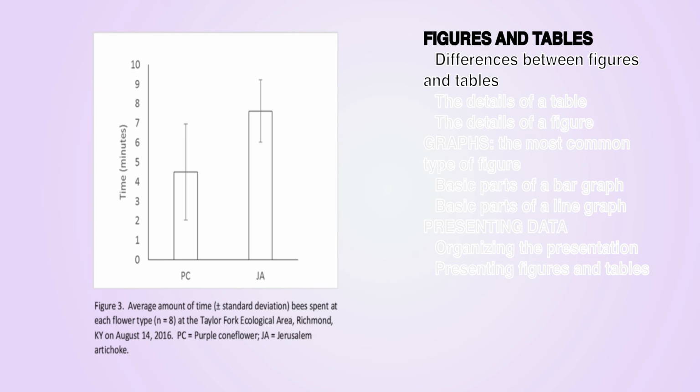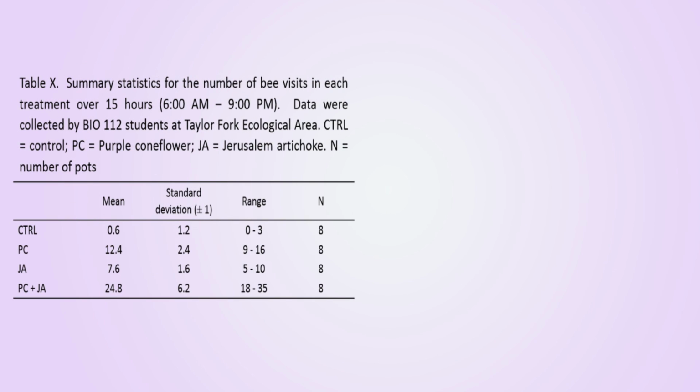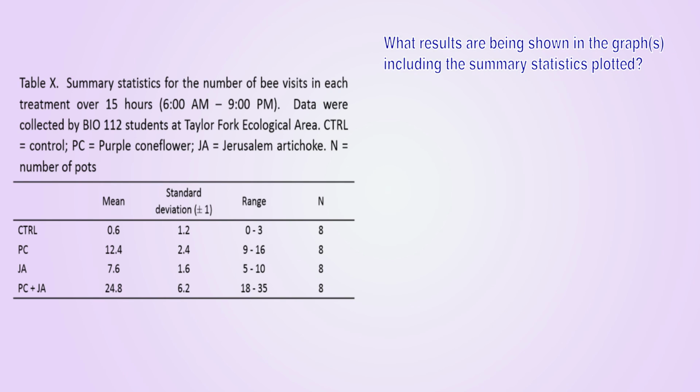Overly complicated figures or tables may be difficult to understand, so strive for simplicity whenever possible. A clear and complete legend, sometimes called a caption, is essential. Like the title of the paper itself, each legend should convey as much information as possible about what the table or figure tells the reader. What results are being shown in the graphs, including the summary statistics plotted?